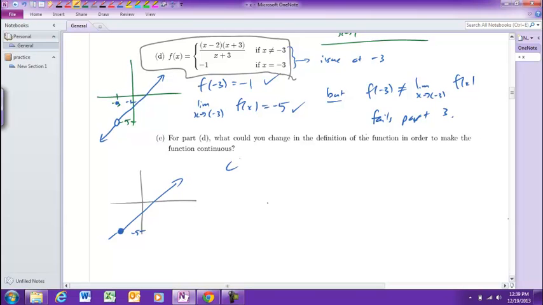That would then make the whole thing continuous. So the answer I was looking for here, and there are multiple answers, there's other ways to change this, is to just change that -1 to a -5. Then it will satisfy part 3 of the definition of continuity, because we would have a -5 here, which would then match up.